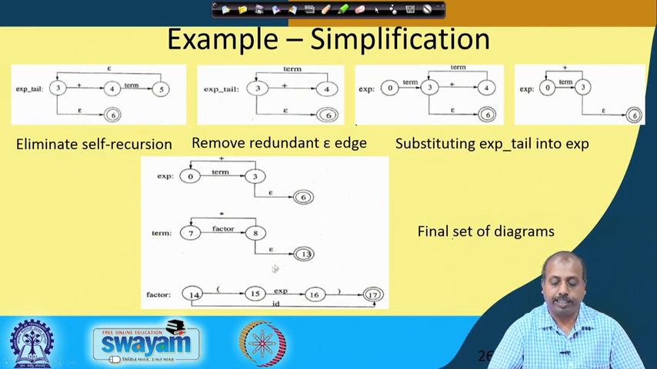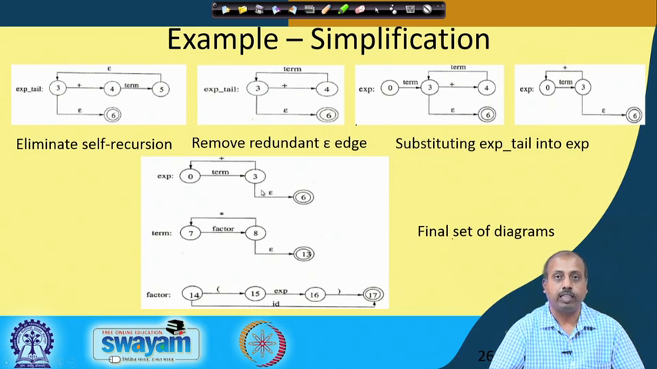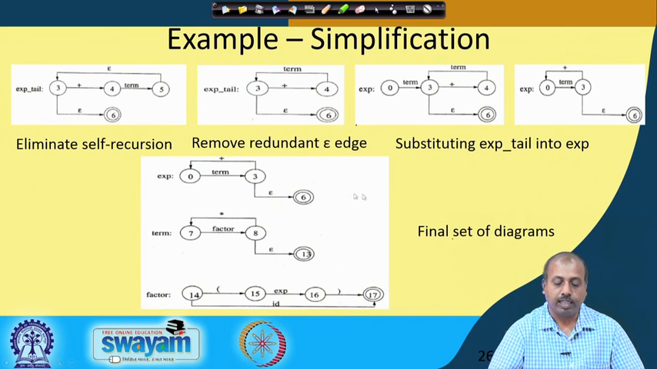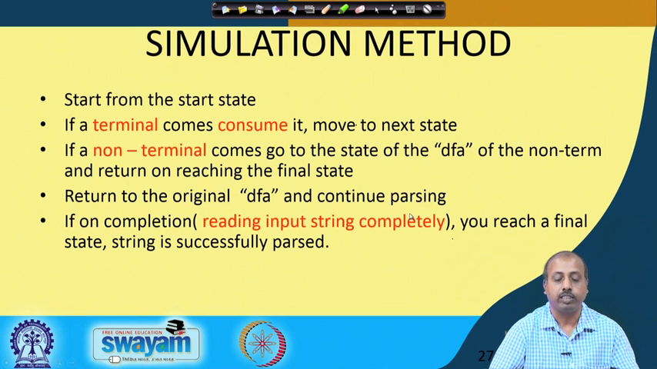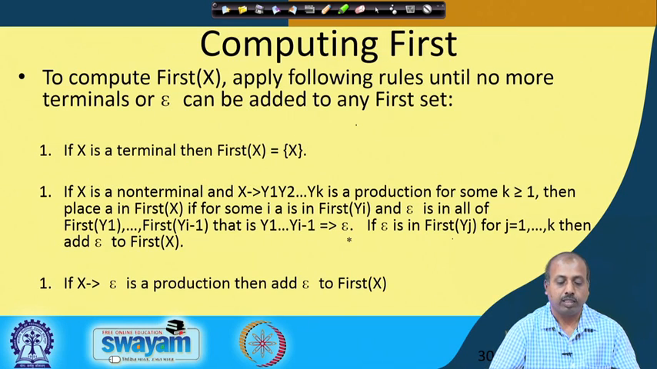That way we can simplify these diagrams. This is the final set of diagrams for expression, term and factor, where we have substituted and eliminated the redundant edges and states. We can use these diagrams for the purpose of predictive parsing. As we have seen in the last class, we can do a simulation and see whether a given string is acceptable by the set of diagrams. Next, we were discussing first and follow computations, because we want to have a non-recursive version of predictive parsing.